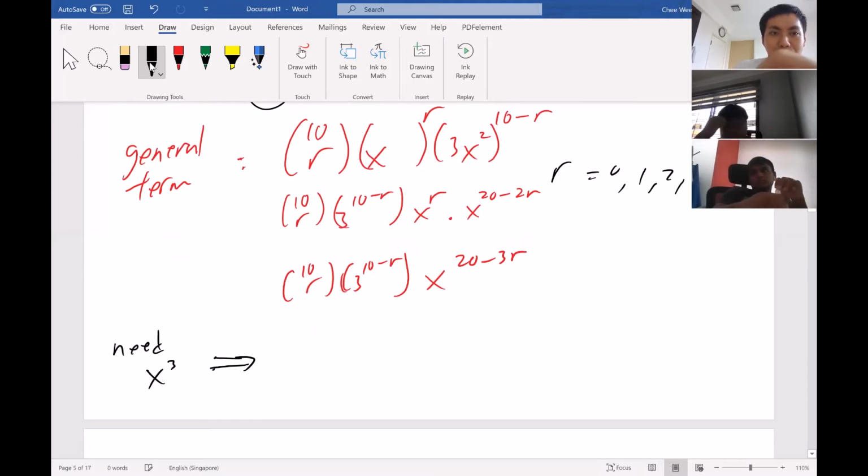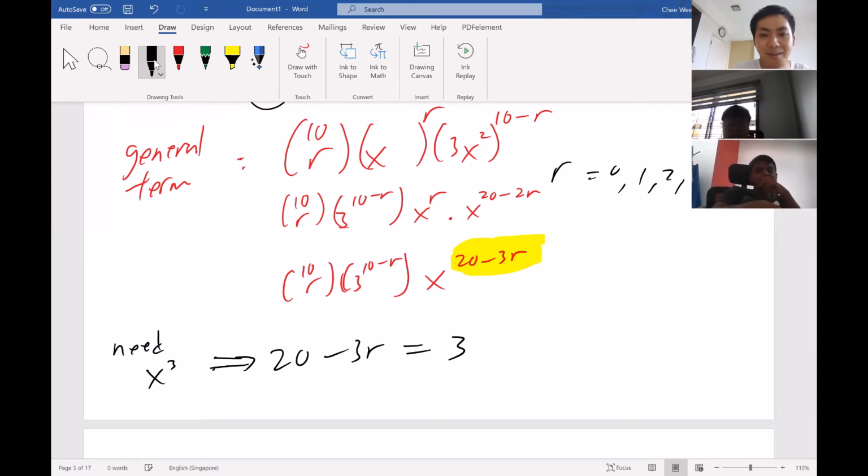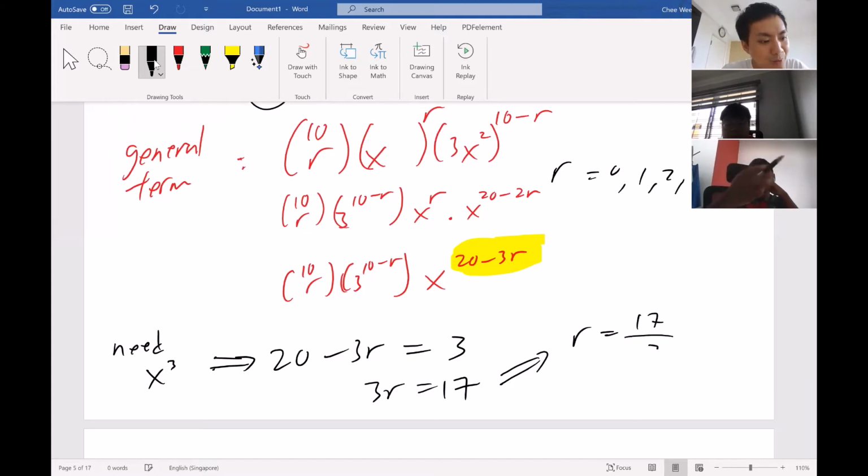So which means that I need x to the power of 3. If I need x to the power of 3, that means 20 minus 3r must be equal to 3. Get it? Because I want x to the power of 3. Which means that 3r is equal to 17. Which means that by right, if I want x to the power of 3, r must be equal to 17 over 3. Understand? Okay.